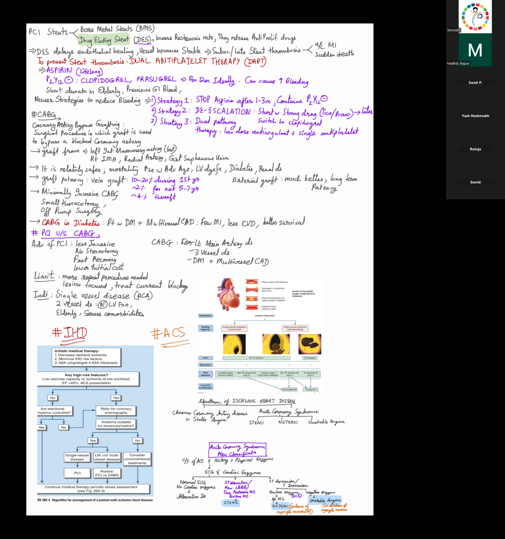It is lesion focused, so it treats the current blockage only, and it is indicated when single vessel disease is present, or two vessel disease is present in the elderly or in severe comorbidities. PCI is done.